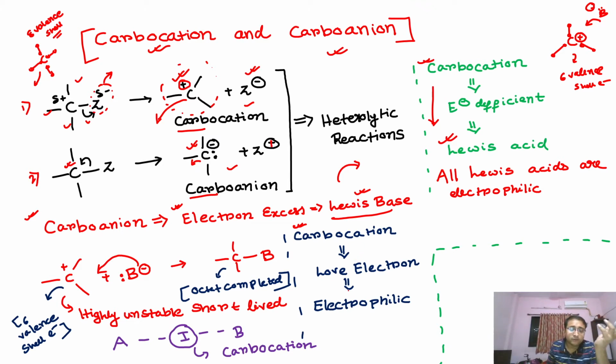So as they love to accept electrons, they are also called electrophilic, or electrophile, because they love to accept electrons from others. So that's why they are called electrophilic species. Now remember that these types of carbocation and carbanionic species are not very stable. They are highly unstable. Why are they highly unstable?